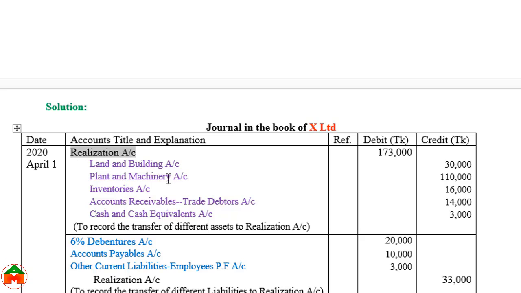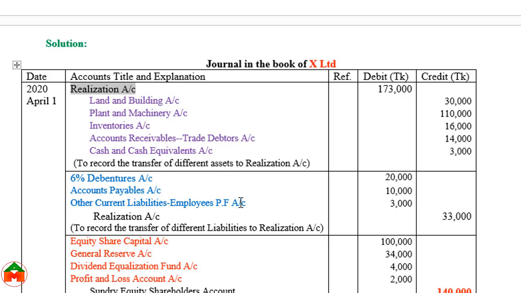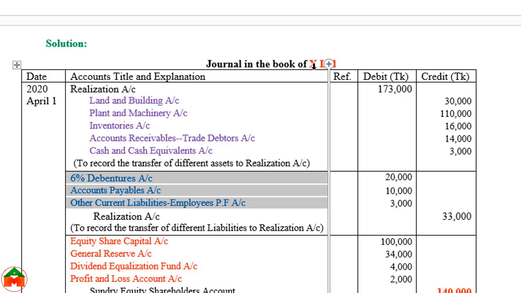We have provided one journal for X Limited. In the second journal, we have shown all the liabilities in the debit side. We already know that liabilities are credit items, but we are showing them in the debit side because this company will be liquidated.